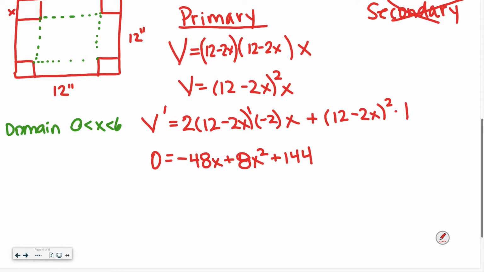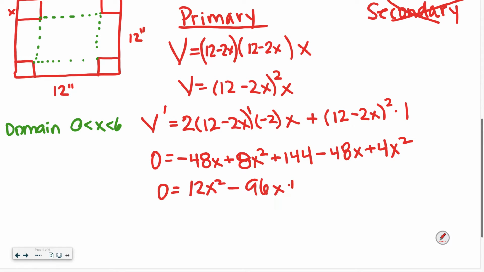I know that when I square a binomial, we get a squared plus 2ab plus b squared. When we combine like terms, what do we get? 12x squared minus, is that 96x, plus 144. Okay, we're finally to the point where we can start doing some solving here for x.